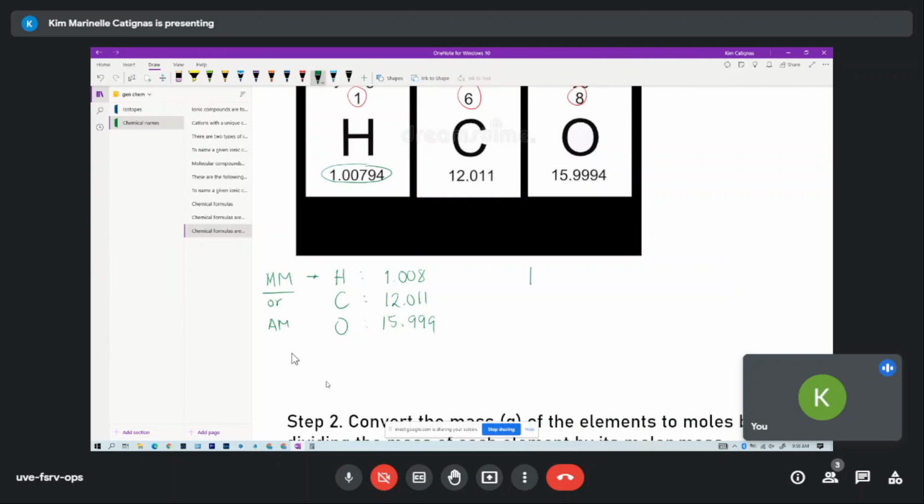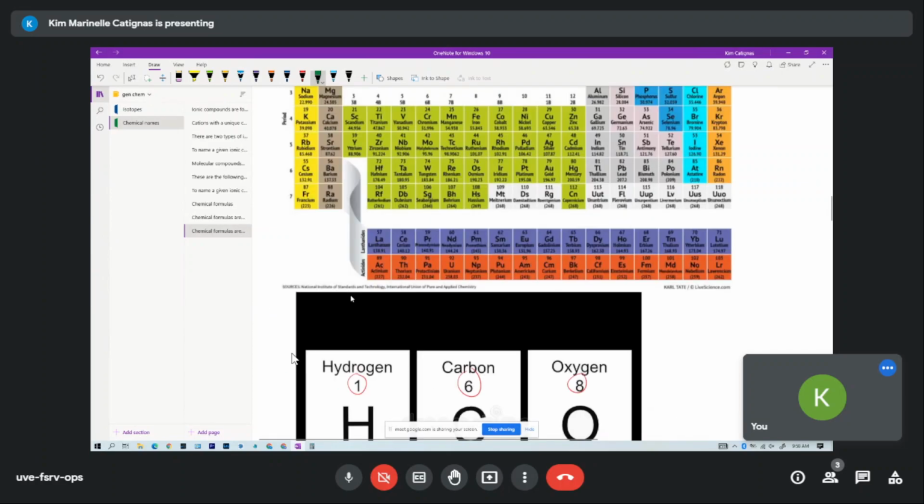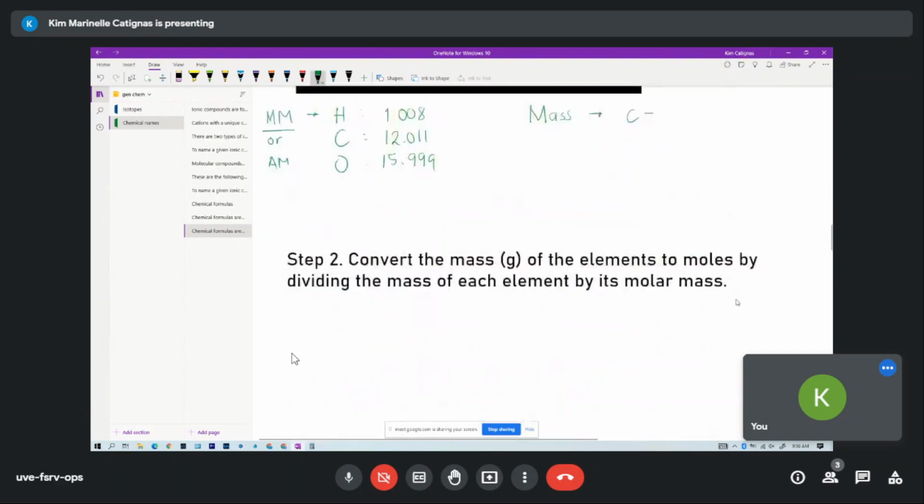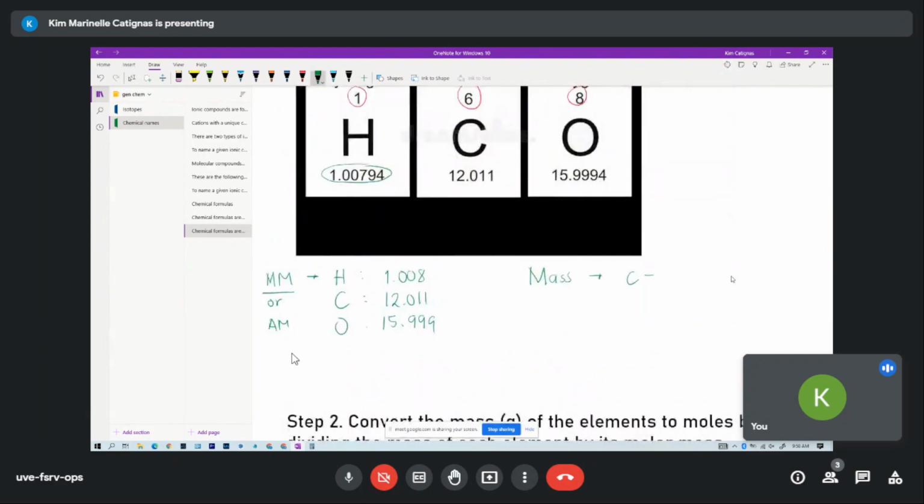Ngayon, let's write here kung ano naman yung mass nila na nakuha natin kanina. So, for carbon, ang nakuha natin is 40 grams. Then si hydrogen ay 6.73 grams. Si oxygen naman po, we got 53.3 grams. Okay, so sobrang importante nitong mga values na yan.